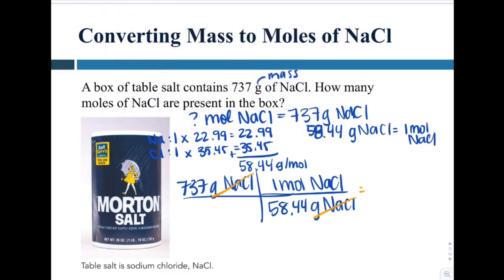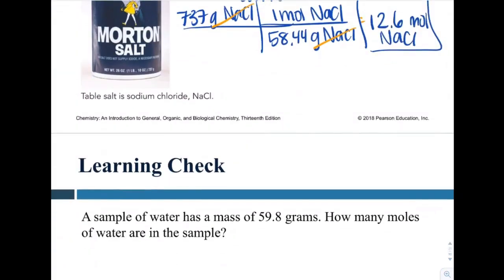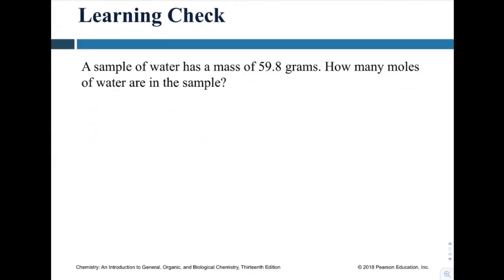And this gets me 737 divided by 58.44, which is 3 sig figs, 12.6 moles of sodium chloride. And then you could go from there and you could figure out how many atoms of sodium or how many formula units of sodium chloride that is. So here's another example if you want to pause and give it a shot. If not, we're doing plenty of work in class on it.